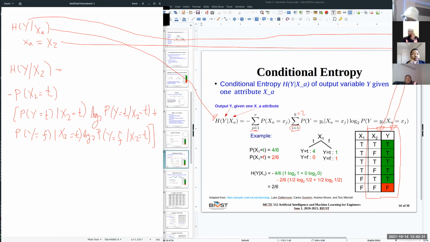That means when x2 is equal to true. Now the second of this summation becomes minus p when x2 is false, multiplied by the summation inside summation. So we just repeat this part where your x2 now is false. Let me write it down. So p, y equals true, given now x2 equals false.